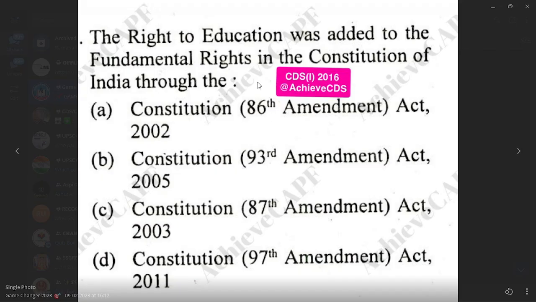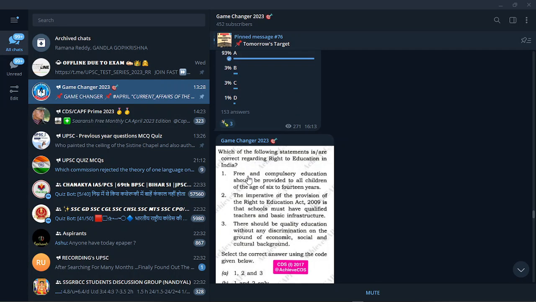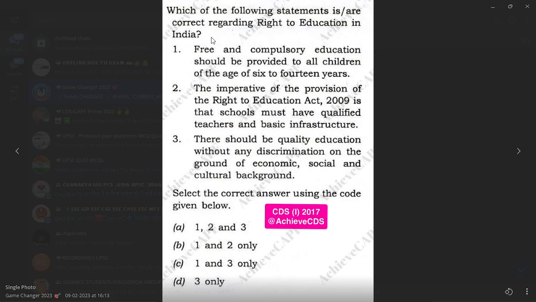The right to education was added to the fundamental rights in the Constitution of India through the 86th Amendment 2002. Which of the following statements is correct regarding right to education in India? Free and compulsory education should be provided to all children of the age 6 to 14 years. The imperative of the provision of the Right to Education Act 2009 is that schools must have qualified teachers and basic infrastructure. There should be quality education without any discrimination on the grounds of economic, social and cultural background.